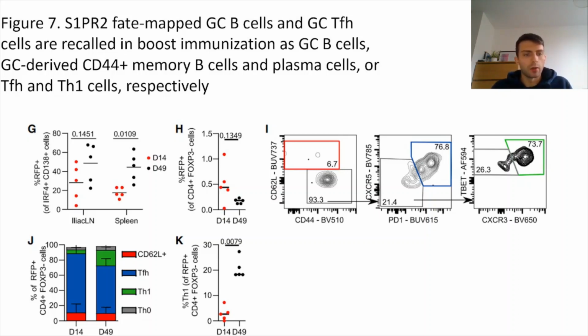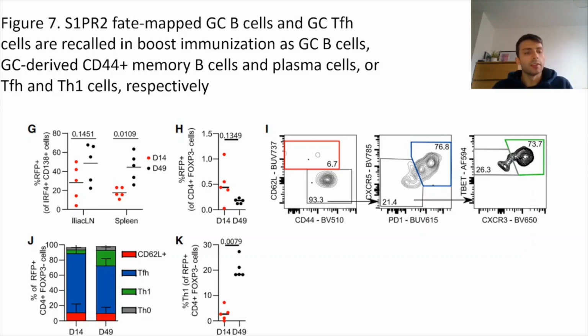In the remaining part of figure 7, we look at the CD4 T cells again, and we can see that we find RFP labeled T conventional cells both at day 14 and at day 49. If we look at the phenotype of these cells, what we see is a high frequency of CD44 expressing cells, so these are the activated non-naive cells. And within this population, we see PD1 and CXCR5 double positive Tfh, shown in blue. And in the non-Tfh cells, we see Tbet and CXCR3 double expressing cells, which are Th1 cells. So at day 14, the predominant cell type is Tfh in blue.